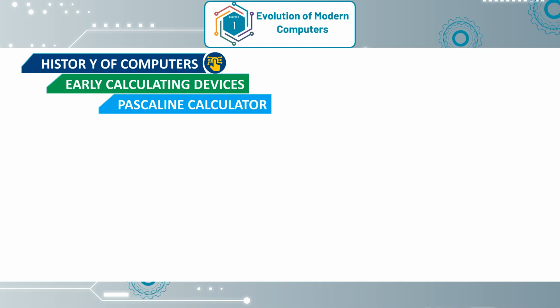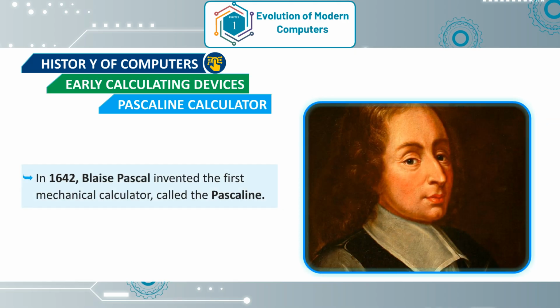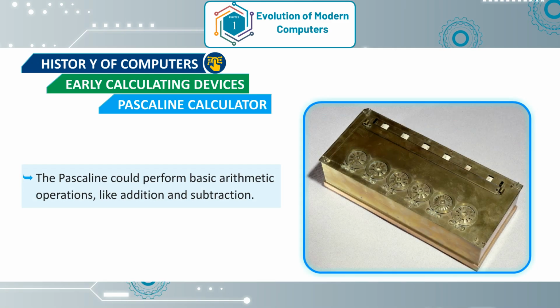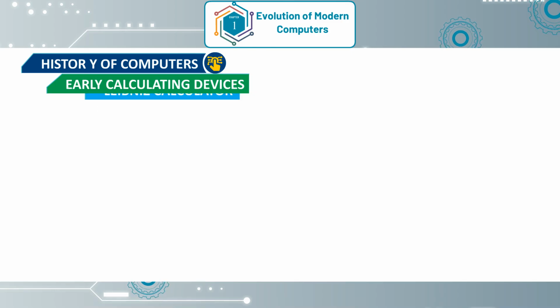Pascaline calculator. In 1642, Blaise Pascal invented the first mechanical calculator called the Pascaline. It was a rectangular box with movable wheels. The Pascaline could perform basic arithmetic operations like addition and subtraction.